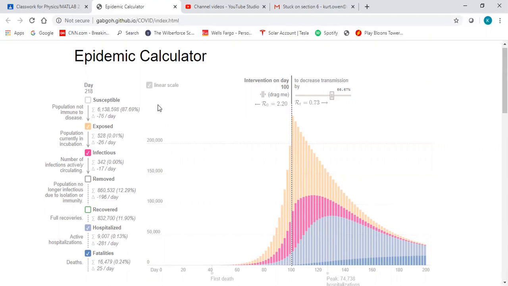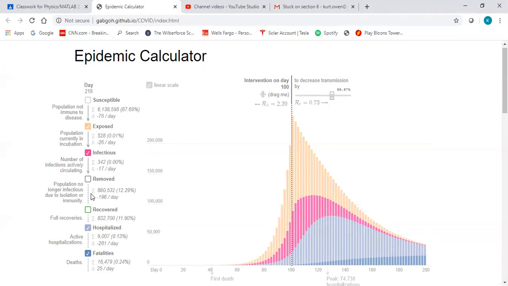The S category is not being shown because it's going to be a very sizable population. So it's not very helpful to have a graph of S being shown because it would swamp the other data. So the exposed is being shown in orange, or sort of a tan color. In magenta, the number of infectious people are being shown.